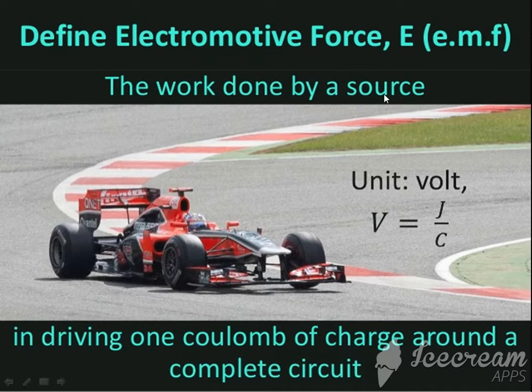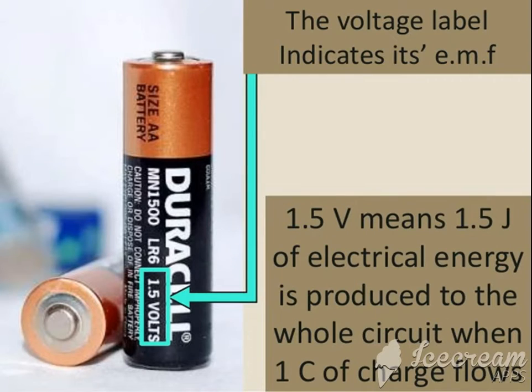The work done by a source in driving 1 coulomb of charge around a complete circuit is called electromotive force. As it is a potential, and potential is work divided by charge, its unit is joule per coulomb. So 1.5 volt means 1.5 joule of work is produced in the whole circuit when 1 coulomb of charge flows. This is the meaning of this 1.5 volt, and it is its EMF.